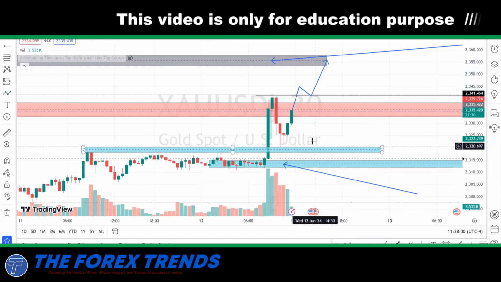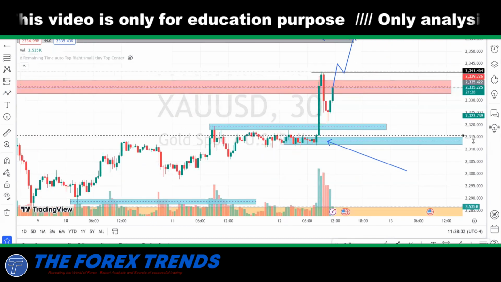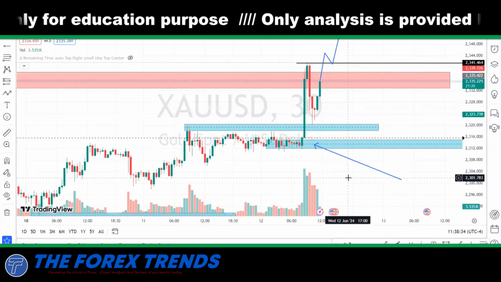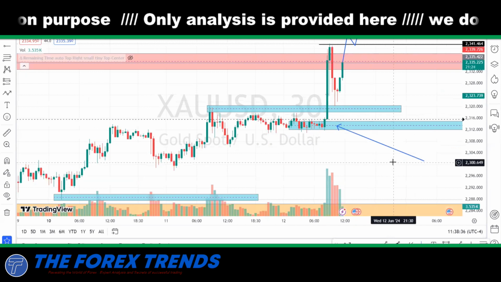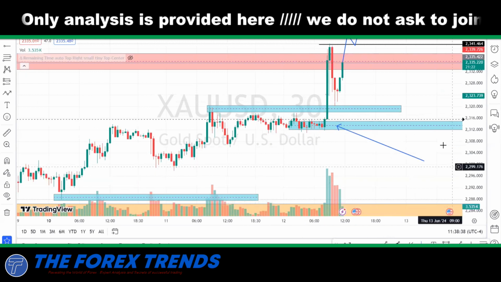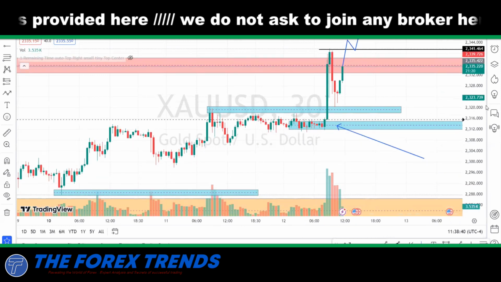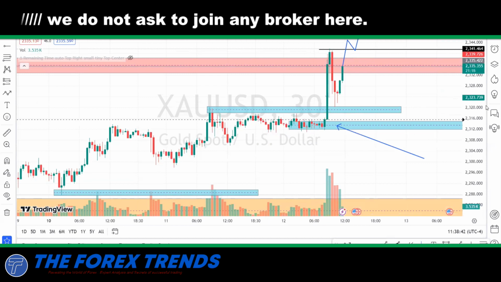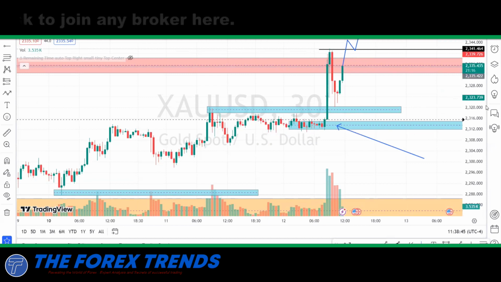like this, up to this, that is 80 to 100 pips. Okay, so these trade setups will work for today and tomorrow. So that's all the trade setups.